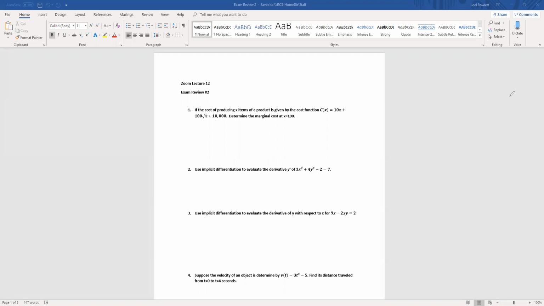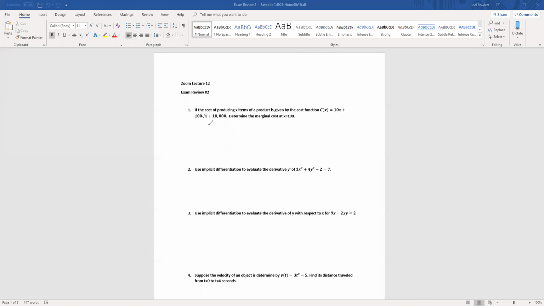If the cost of producing X items of a product is given by the cost function, C of X is equal to 10X plus 100 on the square root of X plus 10,000. Determine the marginal cost when X is equal to 100. Now you should recall that the marginal cost is found by taking the derivative of the cost function.